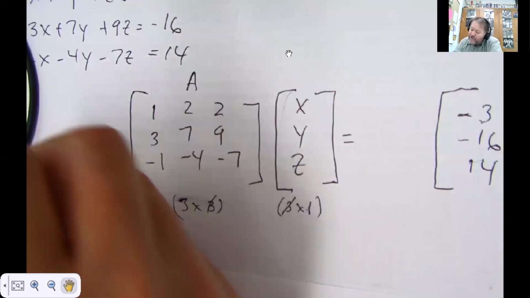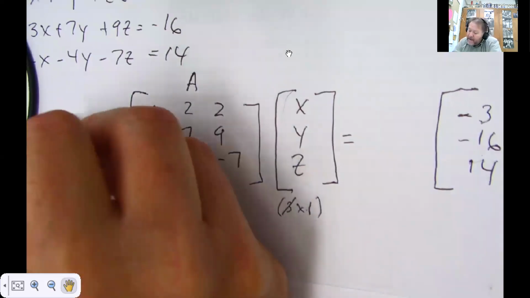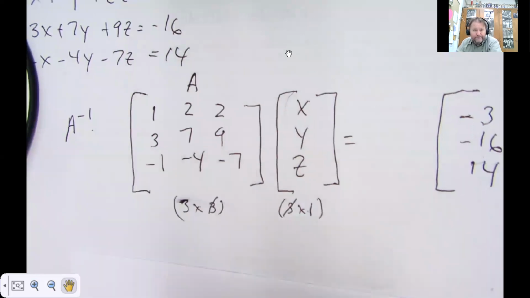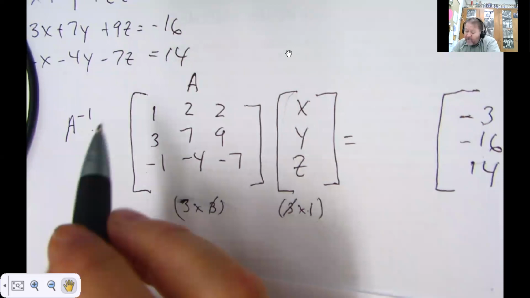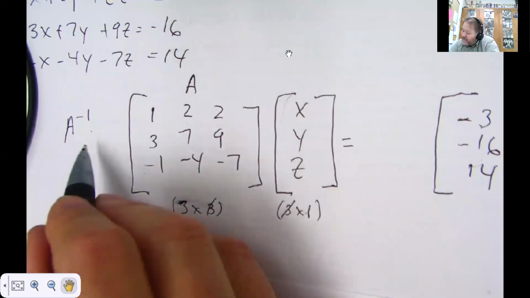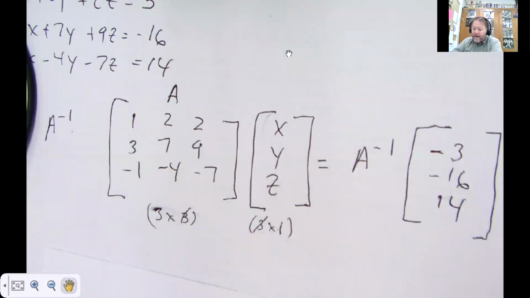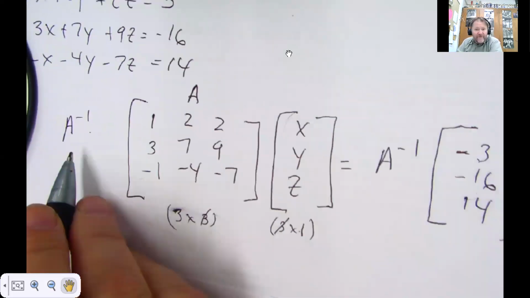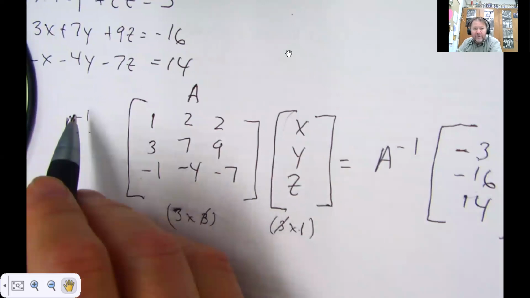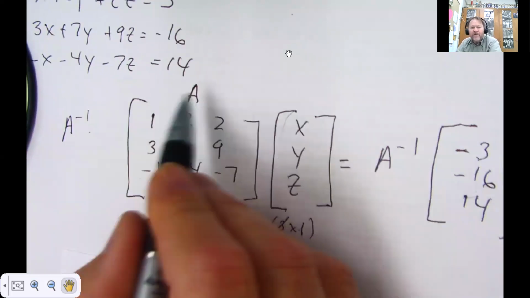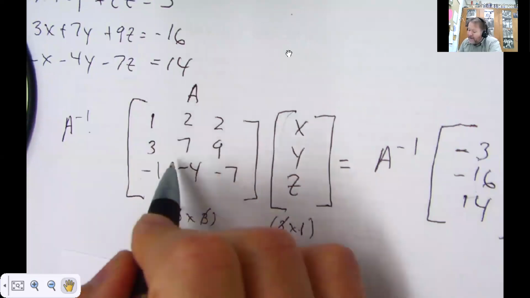Now, what happens when you multiply A inverse times A? By the way, if I multiply the left side by A inverse, I multiply the right side by A inverse. Now, what is A inverse times A? Well, we talked about that. If you multiply either A times A inverse or A inverse times A, you end up with the identity matrix. So let's do that.